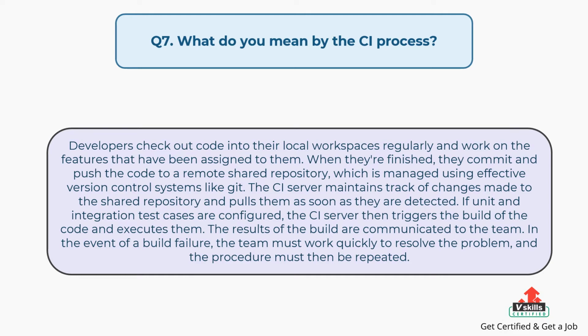The CI server maintains track of changes made to the shared repository and pulls them as soon as they are detected. If unit and integration test cases are configured, the CI server then triggers the build of the code and executes them. The results of the build are communicated to the team. In the event of a build failure, the team must work quickly to resolve the problem, and the procedure must then be repeated.